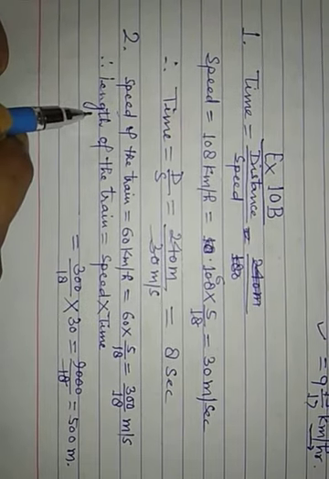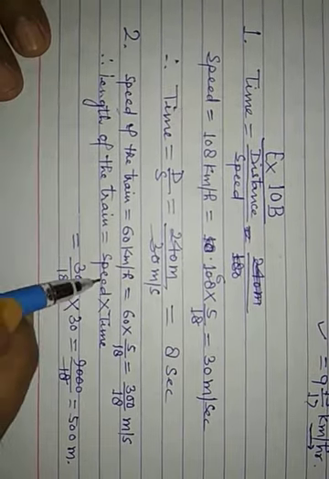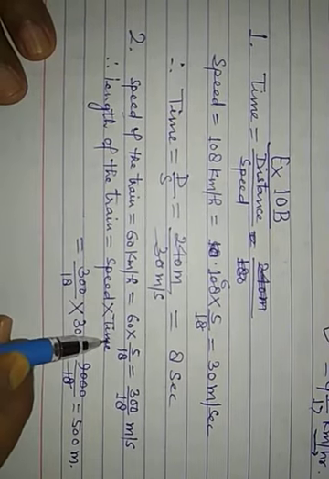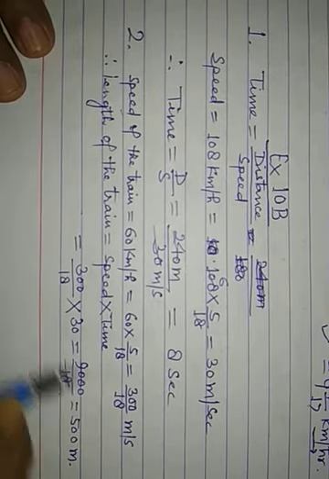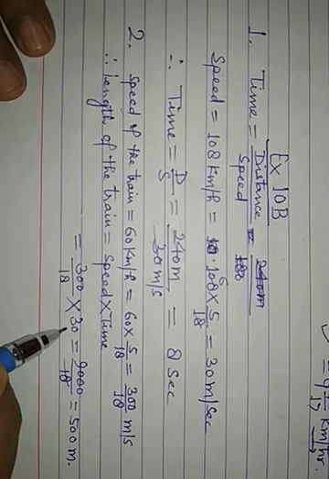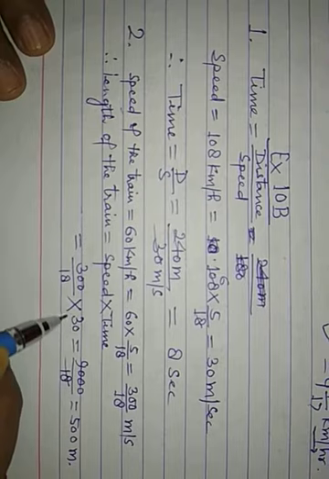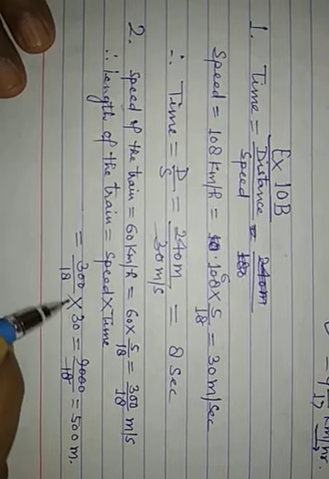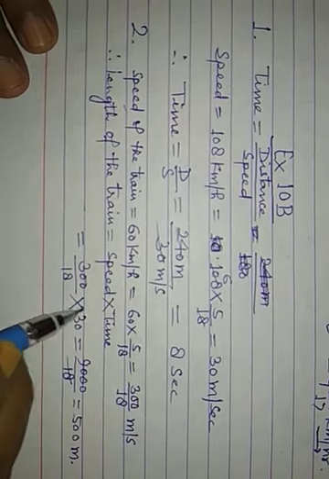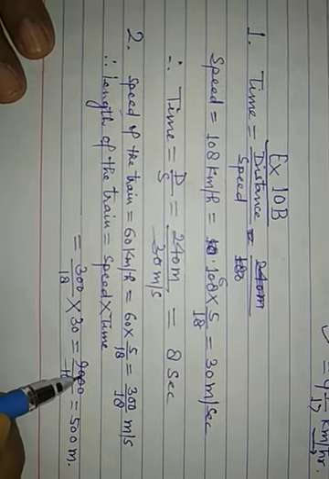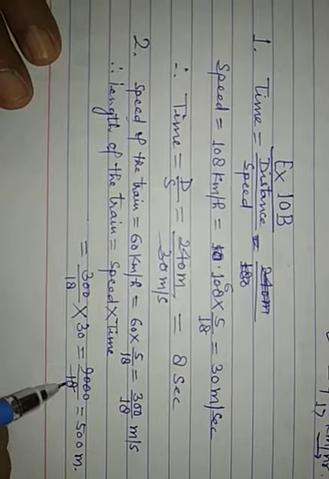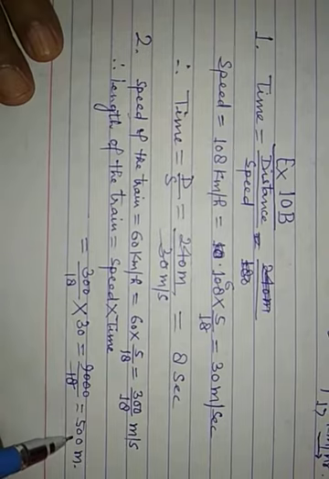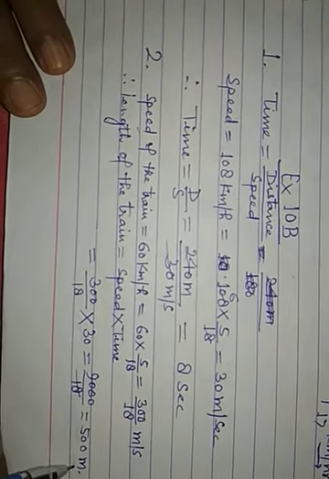Length means distance. Distance is equal to speed into time. You know this formula. Speed is 300 upon 18 into time, which is given as 30 seconds. So 300 upon 18 into 30. So multiply 300 into 30. That will become 9000 upon 18. So 18 5 ja 90. So it is 500 meter.